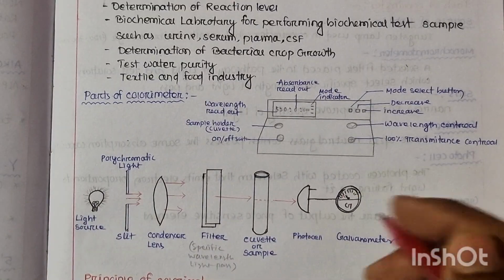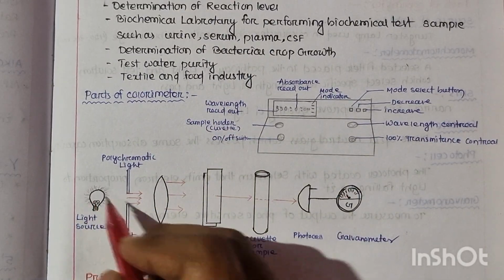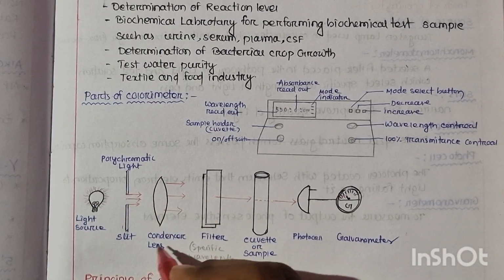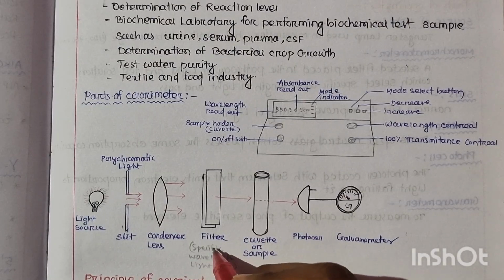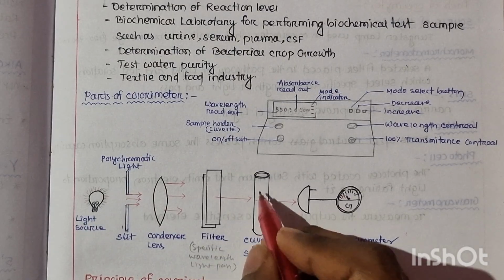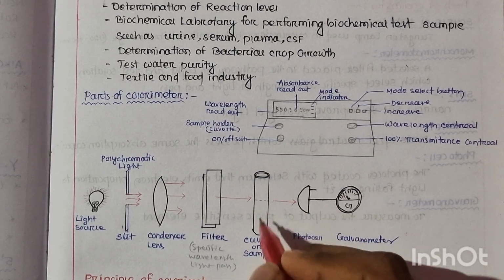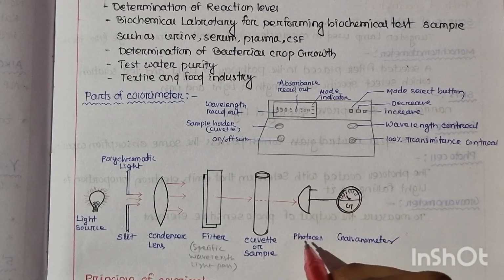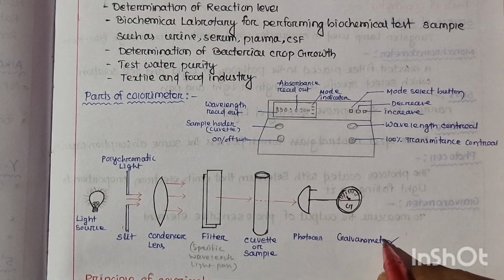Let's see the parts of the colorimeter. At first, the source of light is a tungsten lamp, then the slit, again the condenser lens, then the filter, then the sample cuvette or tube, then the light absorbance is read by a photometer, which is further connected to the galvanometer.